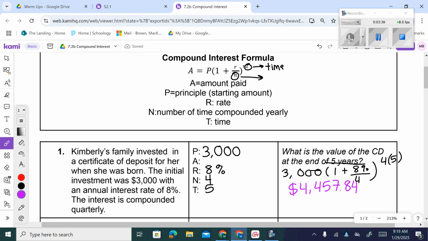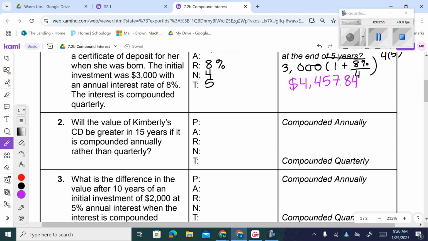Can we get that in our calculator? Now, let's talk about this. About how much money did you make in this account? Yeah, you made like $1,400. Did you have to do anything? No, it just sat there and made you money. Okay, good. All right, we're going to skip 2.